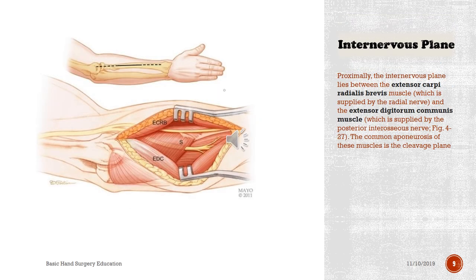Take a look at this great picture. Proximally, the internervous plane lies between the extensor carpi radialis brevis muscle, which is supplied by the radial nerve, and the extensor digitorum communis muscle, which is supplied by the posterior interosseous nerve. The common aponeurosis of these muscles is the cleavage plane.